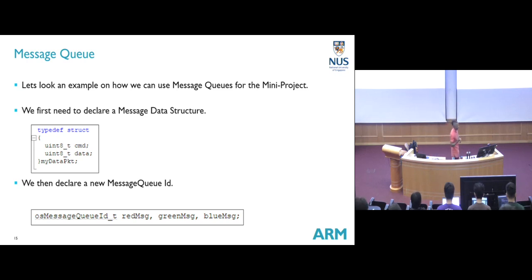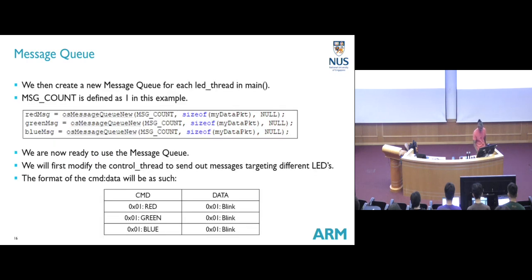In the demo and in the lab, I've created a very simple data structure, only 2 bytes. One is a command packet, and the other is a data packet. Just 2 bytes, very simple. Then I create 3 different message queues: red message, green message, and blue message. The 3 message queues send messages to each individual task: red, green, and blue.